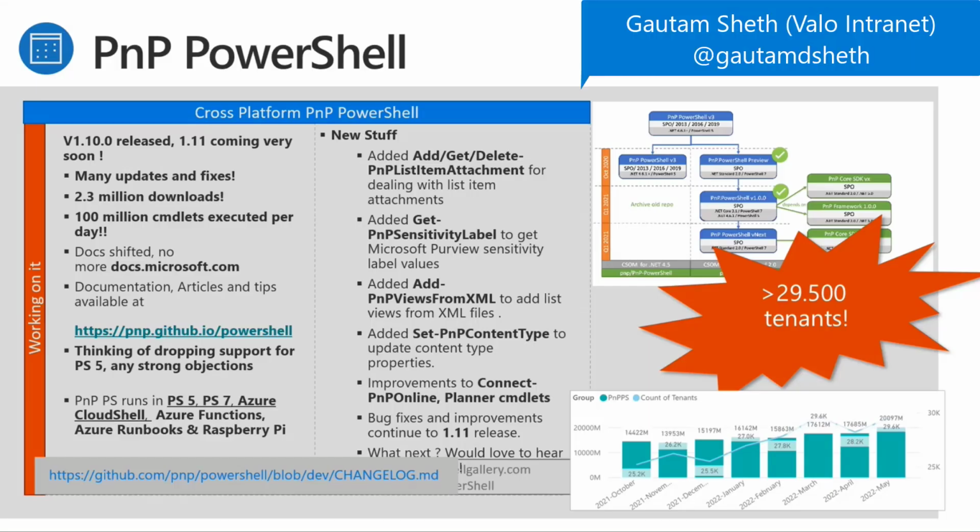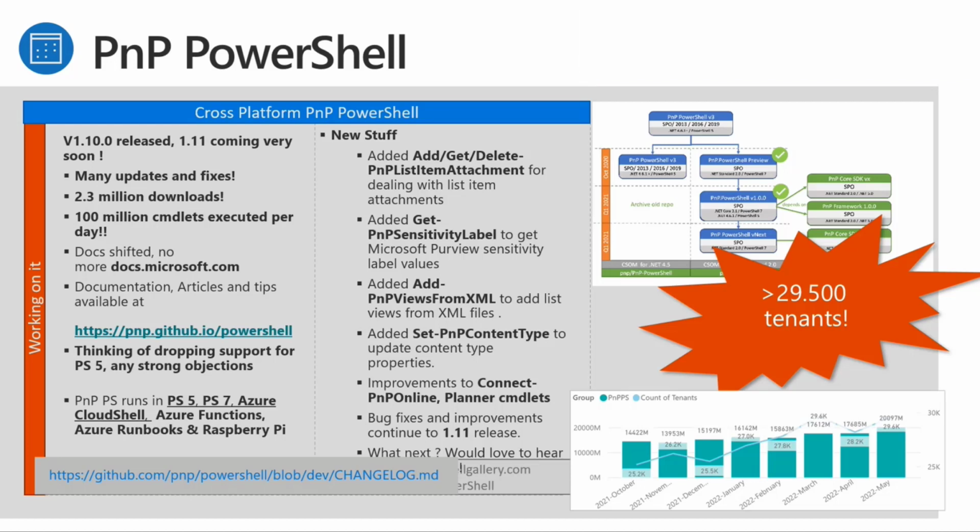Thanks, David and Bert. In PnP PowerShell also, we are working closely with the PnP Framework and the Core SDK team to create a new 1.11 release. It seems like a massive release looking at the number of commands that we added and the fixes and improvements that we did. What's available in the latest nightly is that we realized there is a good use case to make it easier for users to upload attachments to list items. So we made that support available.